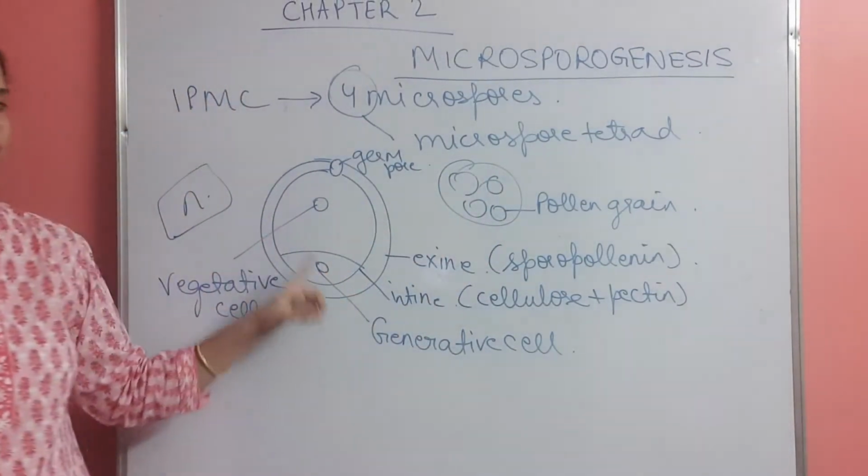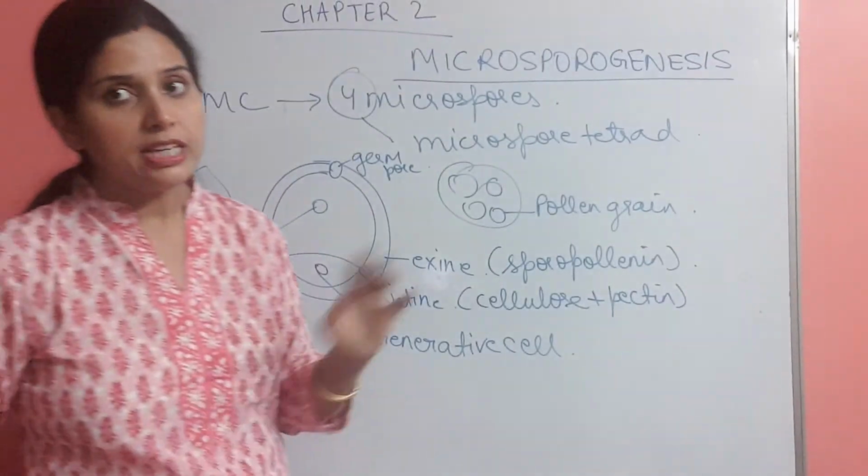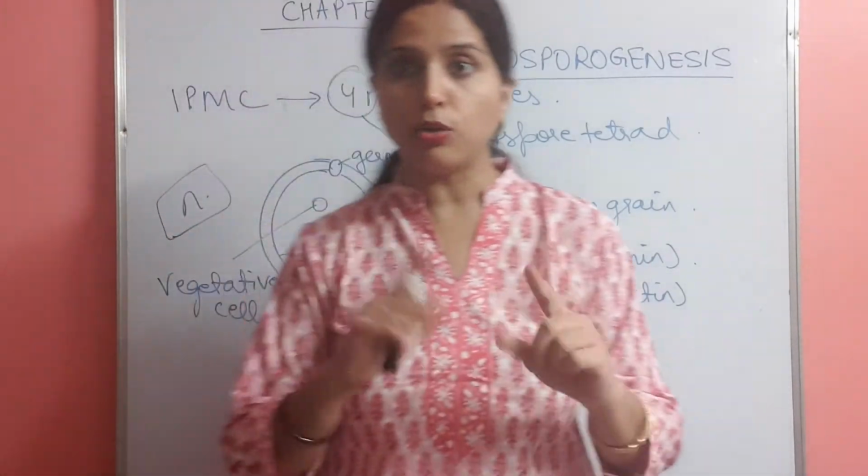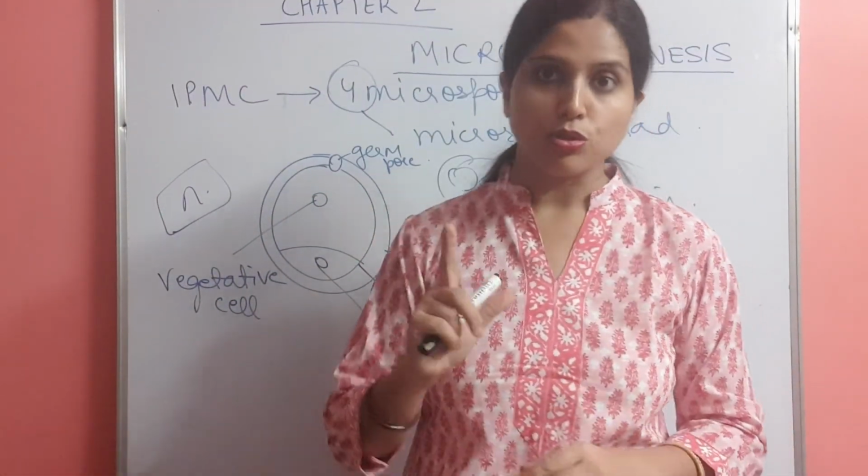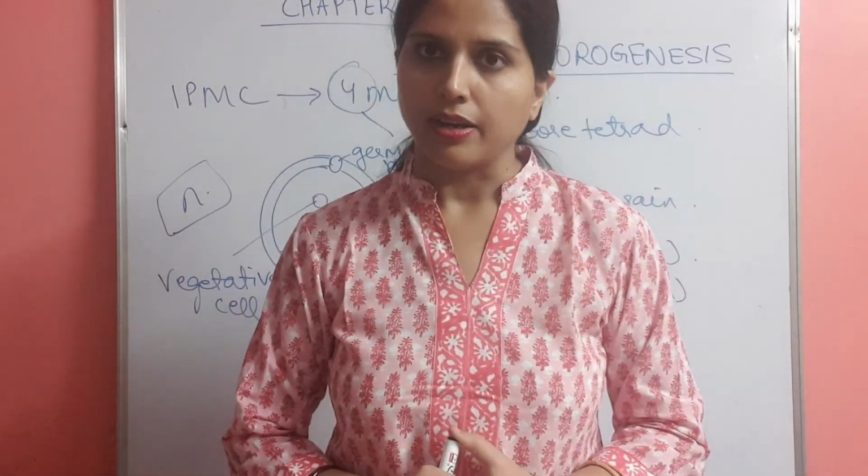And this is haploid and it is 2-celled. Please don't get confused between haploid and the 2-cell stage, because over here mitosis is occurring.